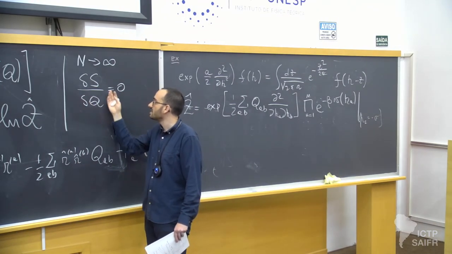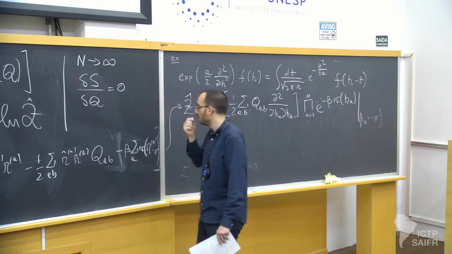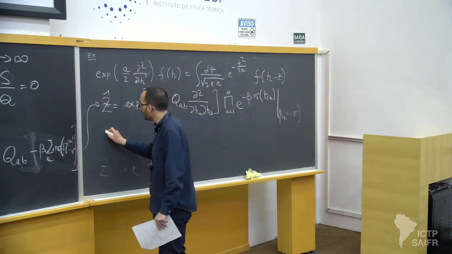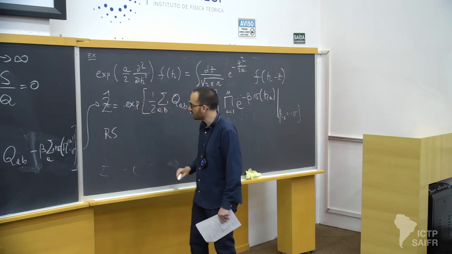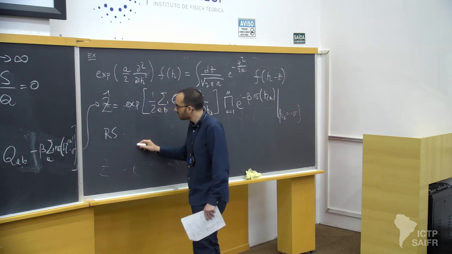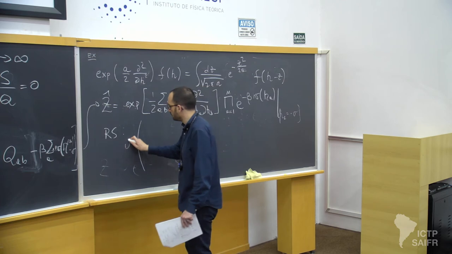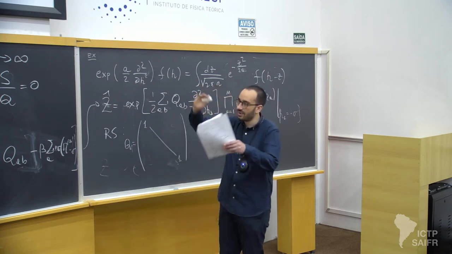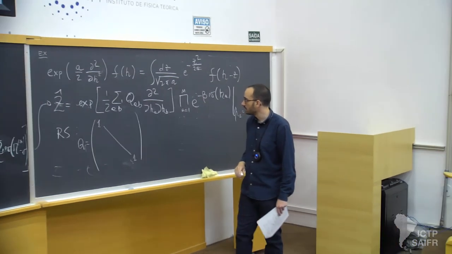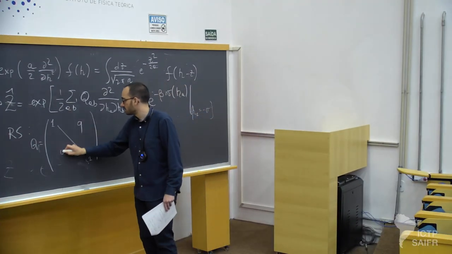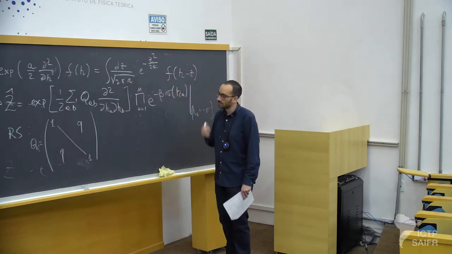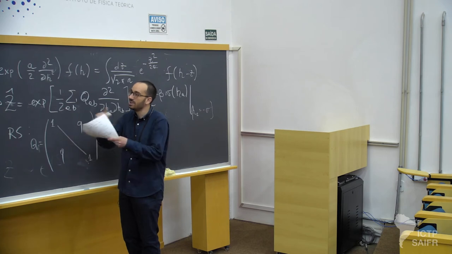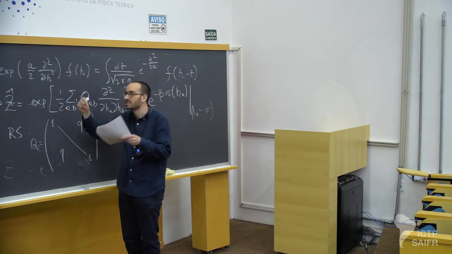The simplest thing is that you try some ansatz for the form of this matrix Q. The simplest ansatz, which is what is called replica symmetric, corresponds to the following. I can assume that my matrix Q has to be one on the diagonal. This is because we have this spherical constraint on the variables, the W's. And then I can put some constant outside. This means that if I look at two different replicas, whatever they are, they will typically have the same overlap. So they are typically at the same distance.